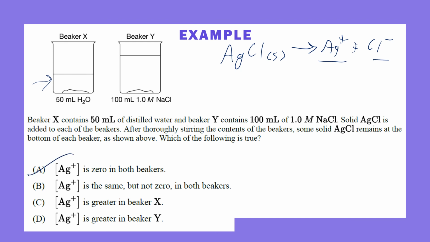But in beaker Y, we've got some sodium chloride. So we have some extra chloride ions, which is going to shift the equilibrium position. And I should really use 2 arrows, but when I have those chloride ions, it's going to create more solid product, which will decrease the amount of silver ions. And that's called the common ion effect. So beaker Y has a smaller amount of ions of silver than beaker X. So the correct answer is C.